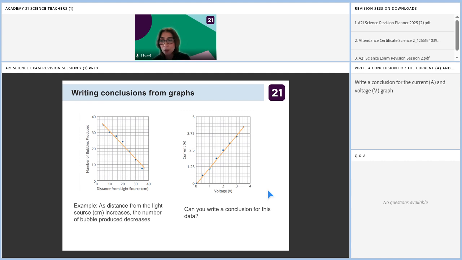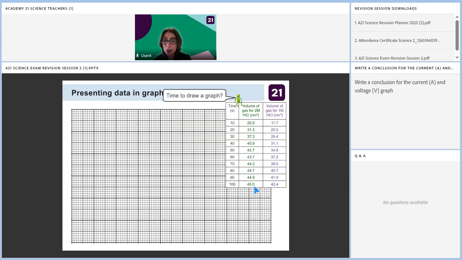Very good, well done. I've got a couple of answers coming in here, fantastic. Okay, so remember, as this one increases, this is what happens to this one. So always start with the x-axis. As the voltage increases, the current also increases, well done.